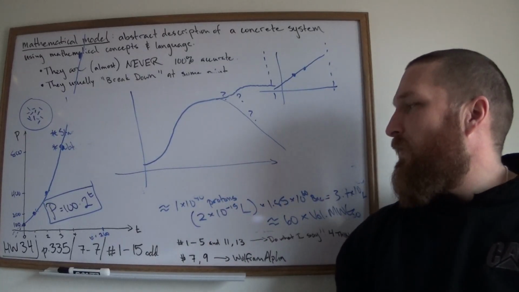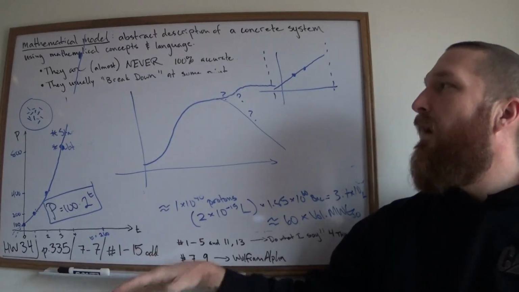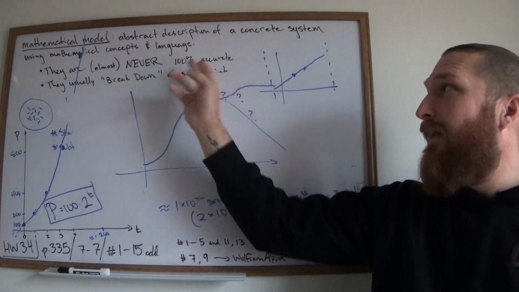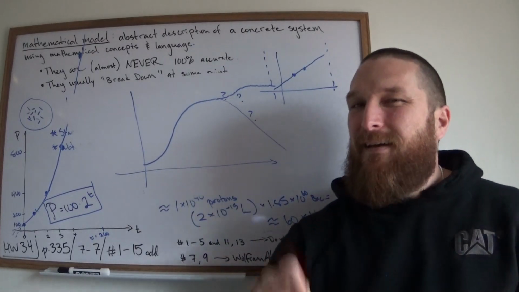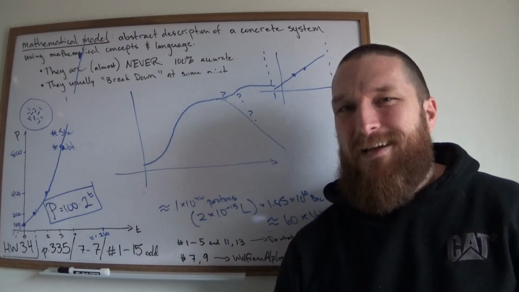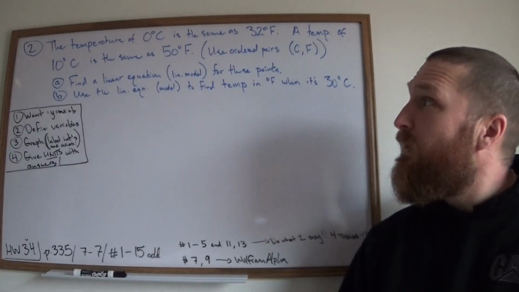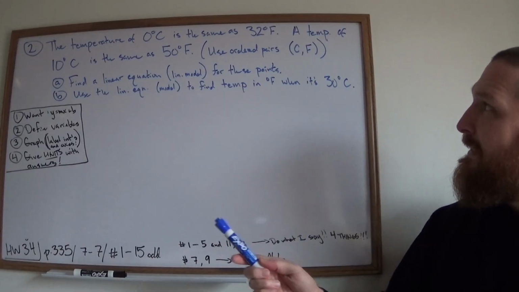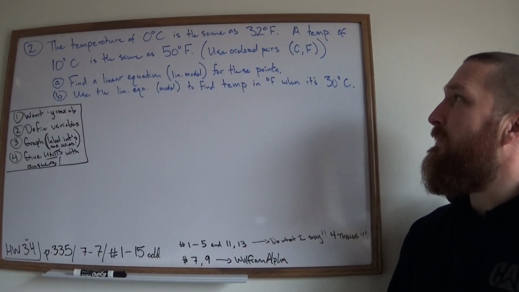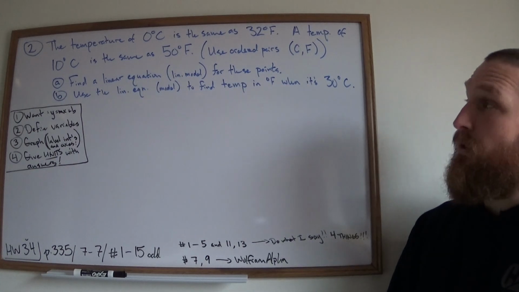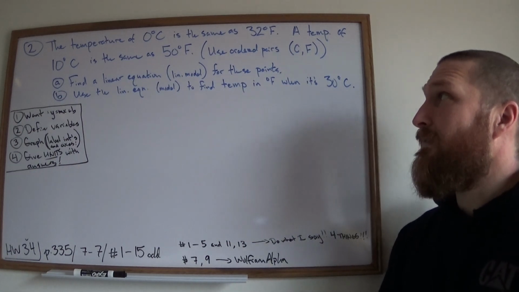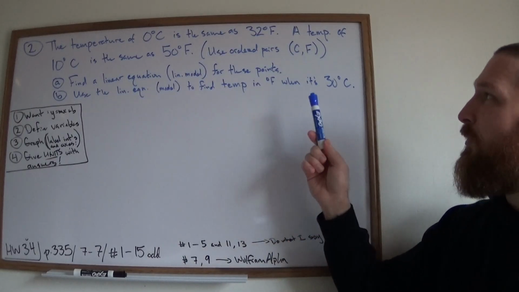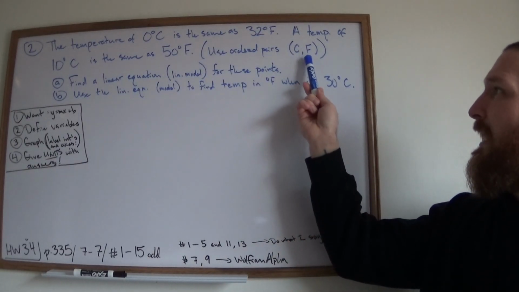So these models are just approximations of the real world. They're not 100% accurate, except in very, very specific circumstances, which we're going to do right now. Number 2 says the temperature of 0 degrees Celsius is the same as 32 degrees Fahrenheit. A temperature of 10 degrees Celsius is the same as 50 degrees Fahrenheit. And it even tells you, use ordered pairs, C, F.